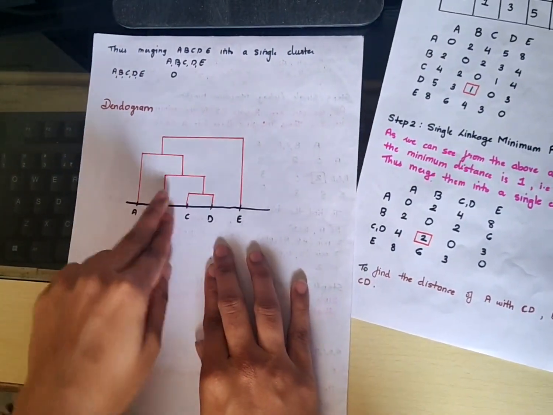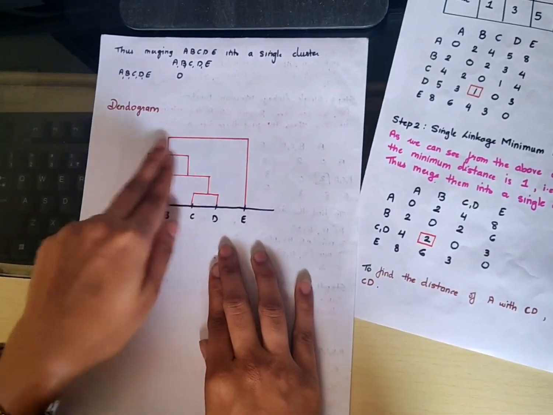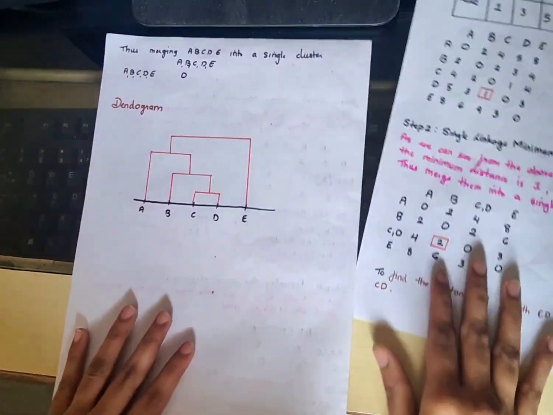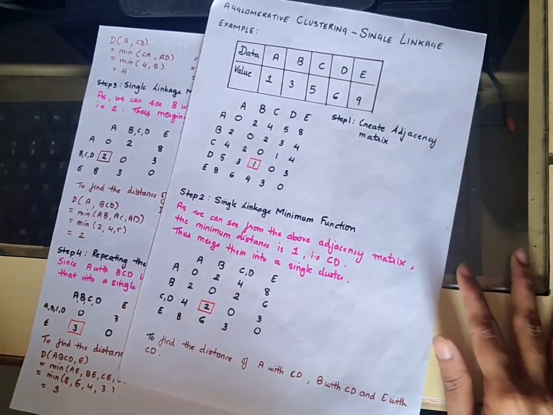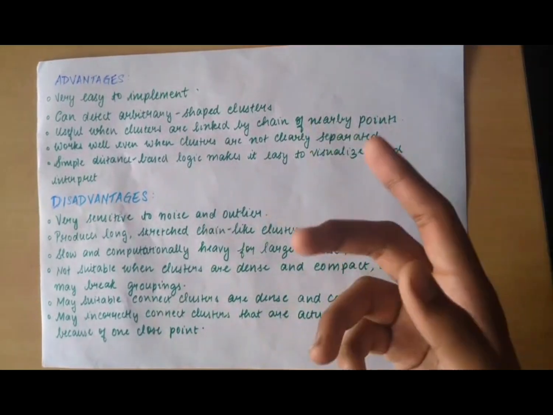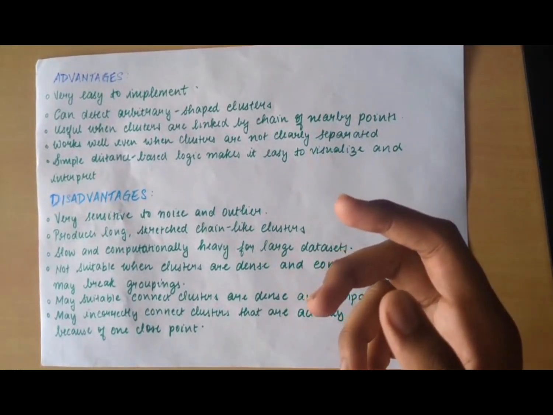Then we merge CD with B. So we'll show it like this. Then with A and finally with E. So this is how we solve a single linkage numerical. Now we come to the advantages and disadvantages of single linkage clustering.